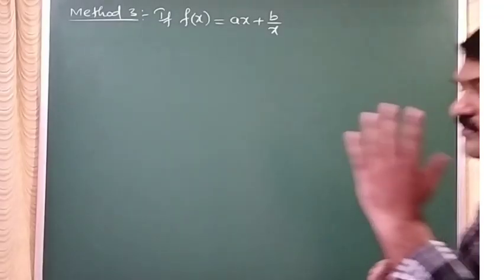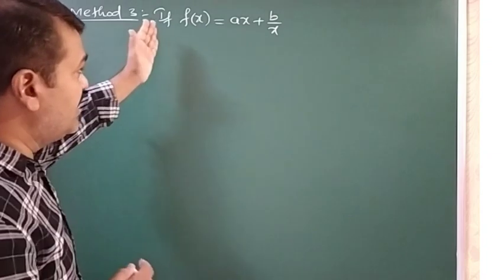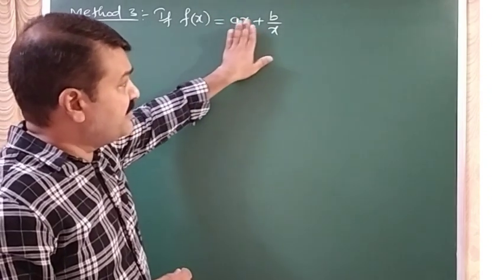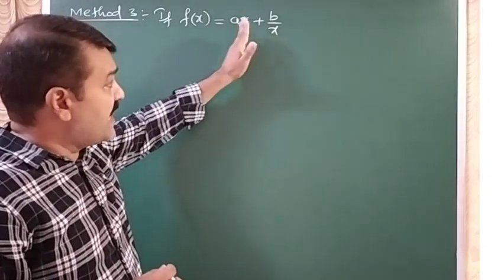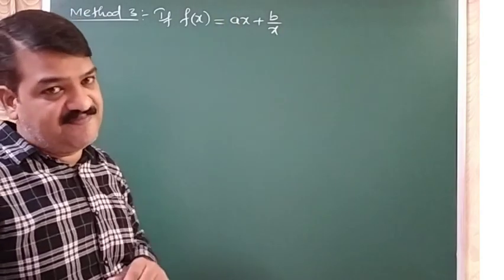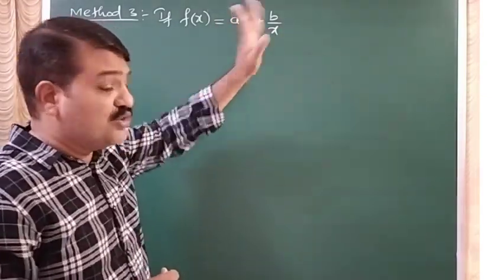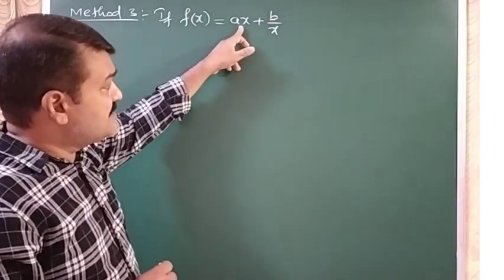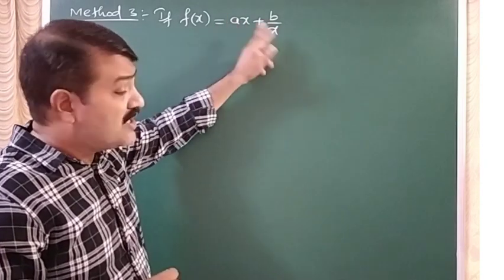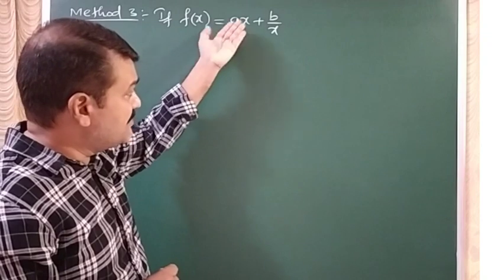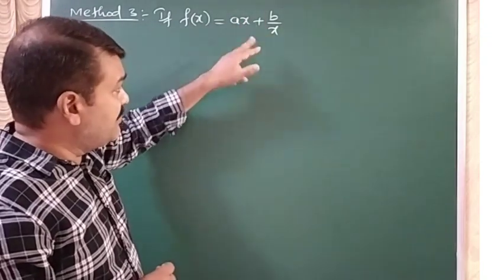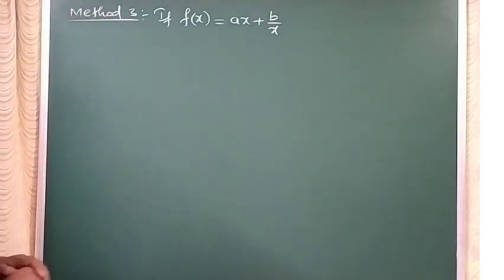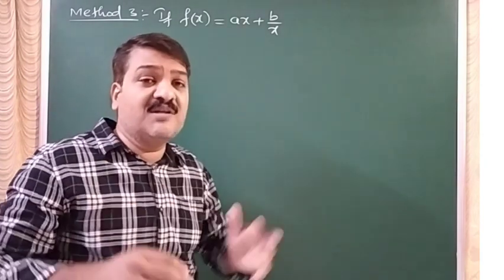Now let us discuss the third method. Whenever f of x is in the form ax plus b by x, the first term and second term have reciprocal forms. A and b are some constants here, and x is the variable. The first term and second term are of reciprocal form like ax, b by x. Forget about a, b, c: x, 1 by x. We have reciprocal forms.